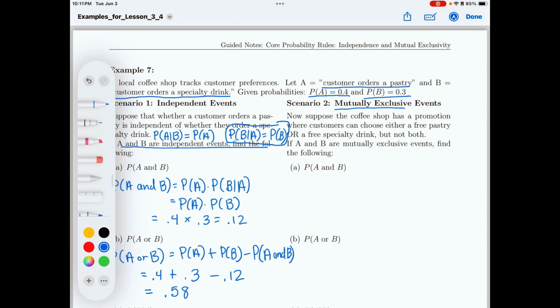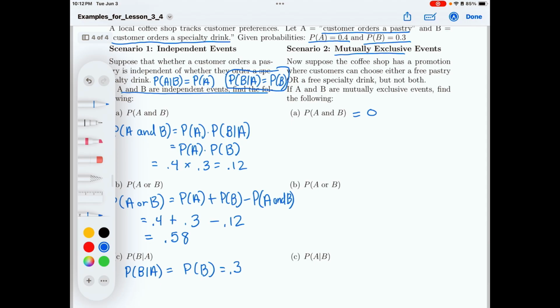Now let's look at the scenario where we're assuming that the events are mutually exclusive. So we're not assuming anymore that they're independent. We're assuming that they're mutually exclusive. And as soon as we know that they're mutually exclusive, we know that the probability of A and B is 0. If they have nothing in common, then the probability of them happening together at the same time is 0.